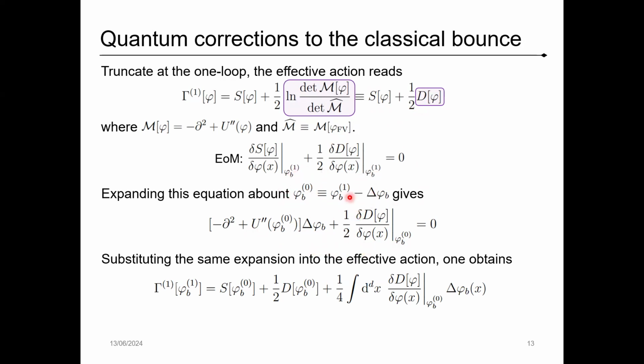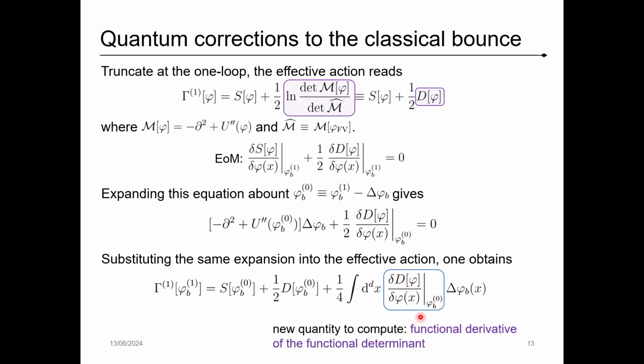Also, if you substitute this expansion into the effective action, then finally you get the form of the one-loop effective action evaluated at the one-loop bounce. So you have the standard classical bounce action, you have the standard one-loop functional determinant, but you have a new term. And in order to arrive at this, the only quantity you need to calculate is the functional derivative of the functional determinant, the D phi here. This is a crucial quantity you need to compute to get this precision. If you know this, you can of course get delta phi, and then everything is known. Everything is clear. Okay, so let's move on.